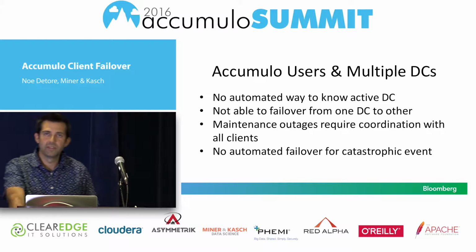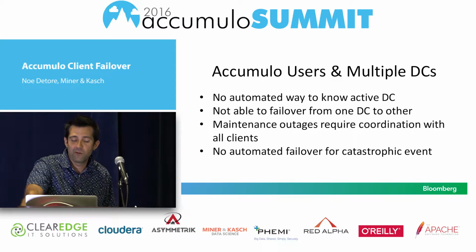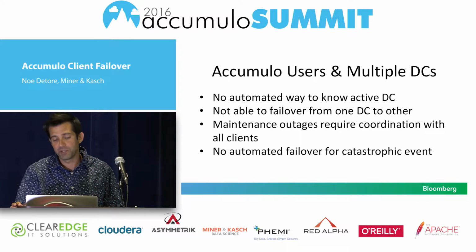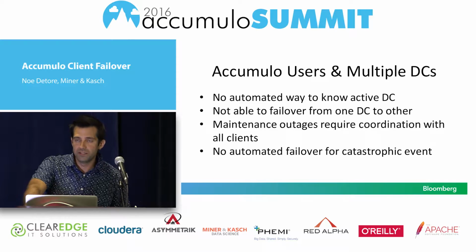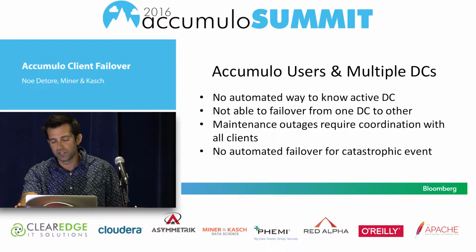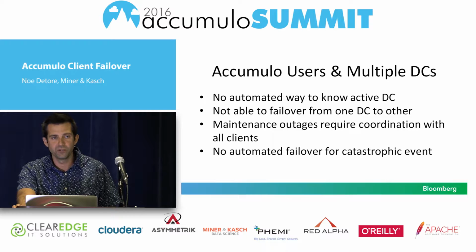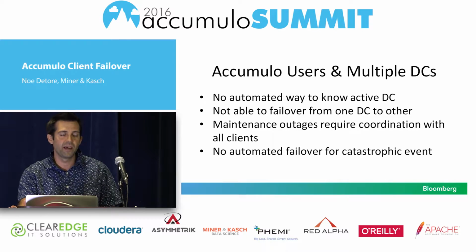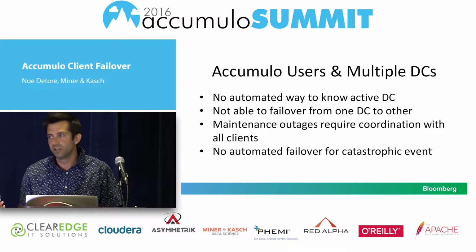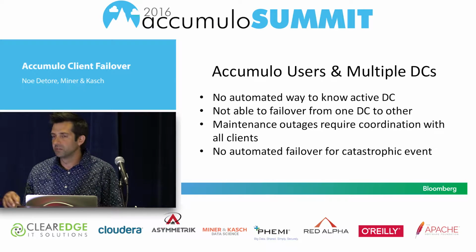These are the questions that came out from my customer. They were like, that's great, we've got replication now, and we've been pushing to both, but how about the clients? How about the users of Accumulo and these data centers? There's no way to know the active data center from a client perspective, and no way to fail over. If a catastrophic event were to happen, there's no automated, seamless way for clients to roll over to that data center.